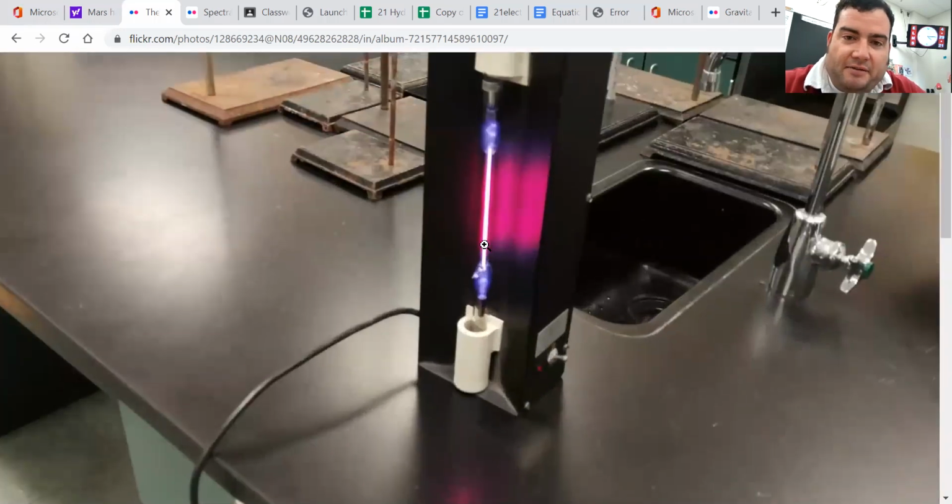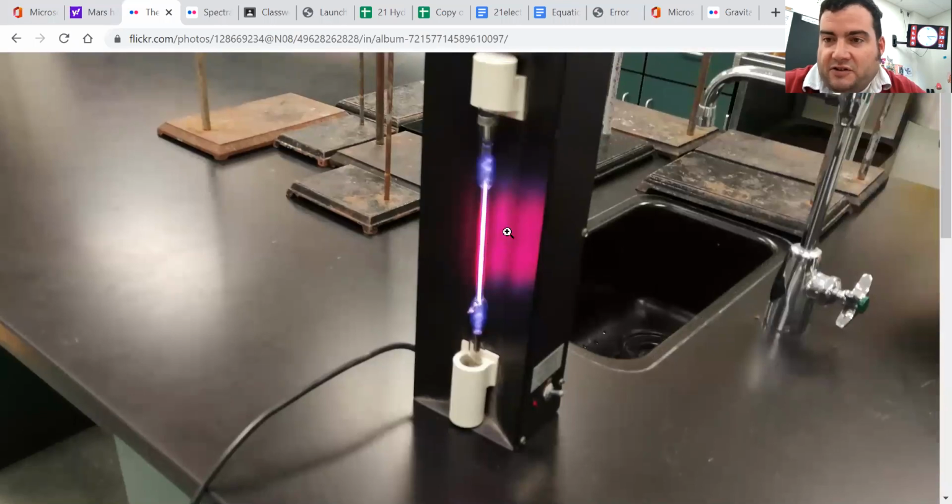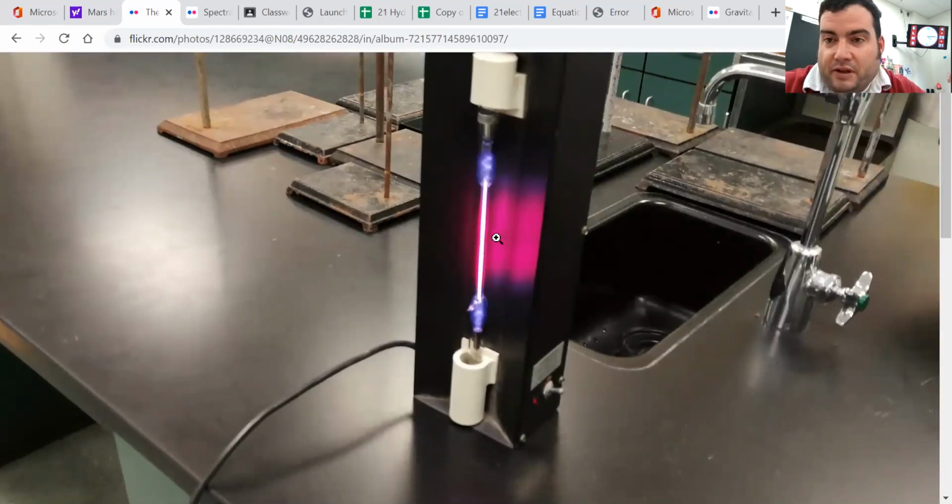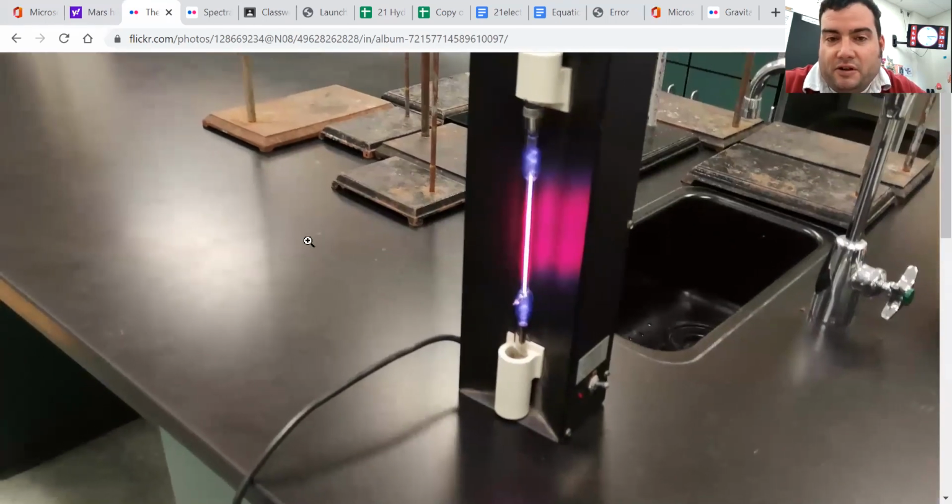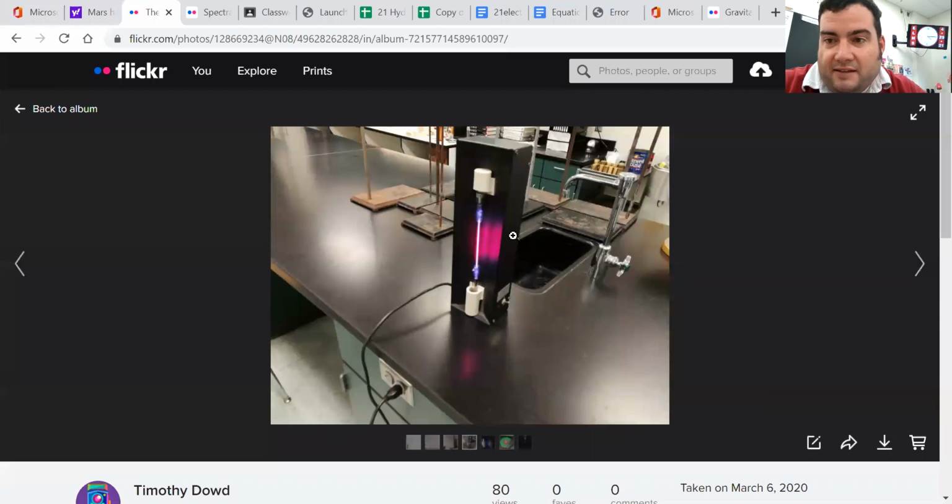If we look at an atom like hydrogen and we excite its electrons using electricity and allow them to fall from higher energy to lower energy levels, we get light. And that color of light might tell us a little bit about what's going on with those electrons.